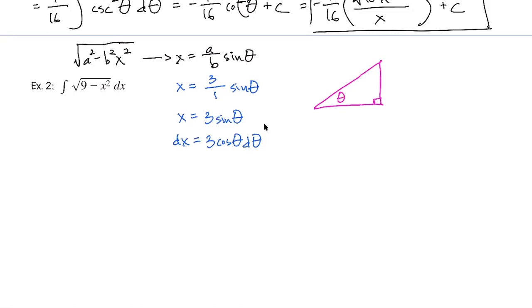So I've got my theta. I know that my opposite side is going to be x, and my hypotenuse is going to be 3. Okay. And if we use our Pythagorean theorem, that will give us x squared plus b squared equals 9, or b squared equals 9 minus x squared, which makes this side the square root of 9 minus x squared.